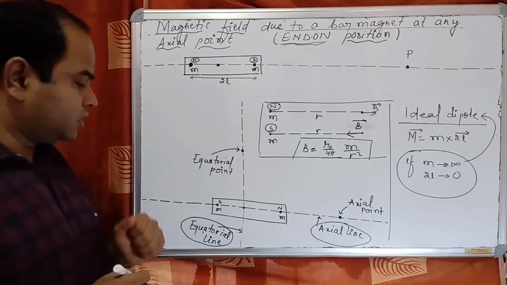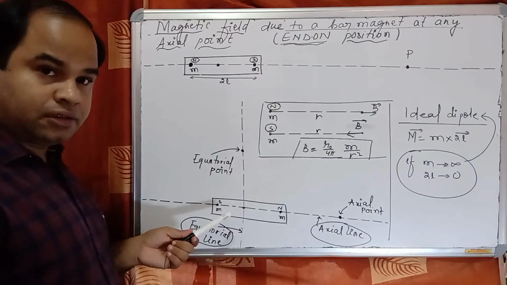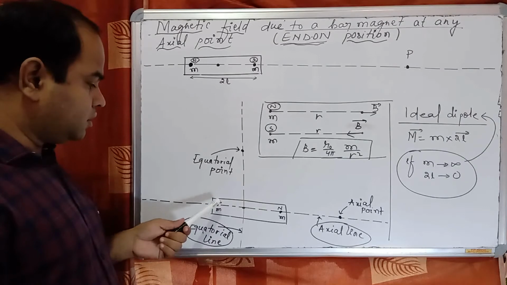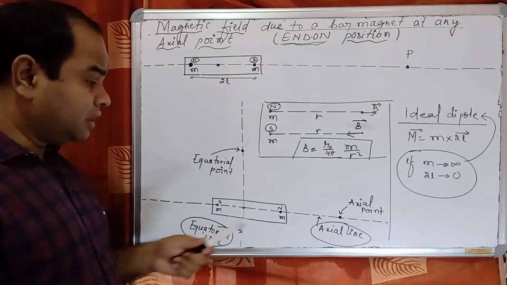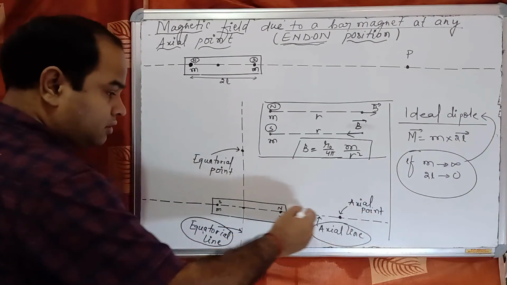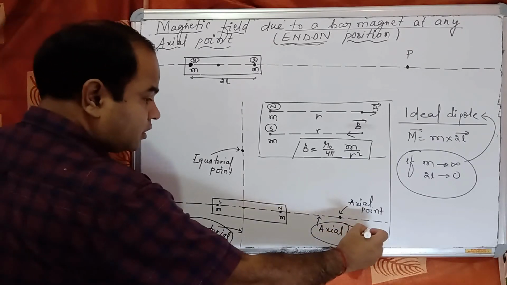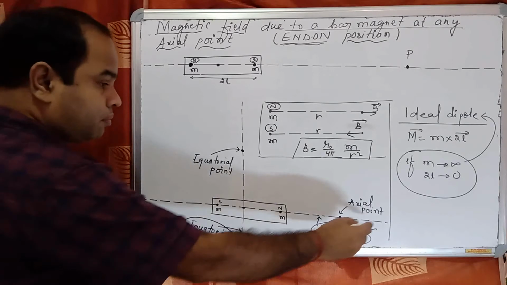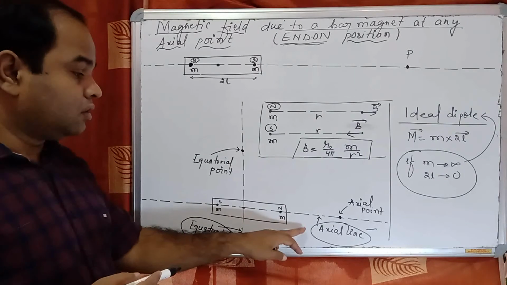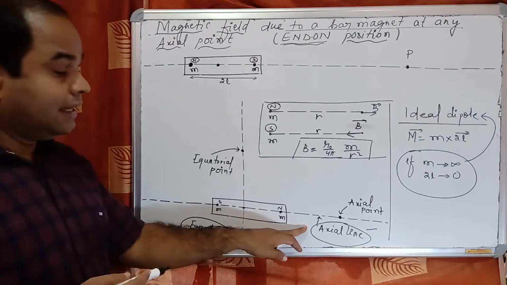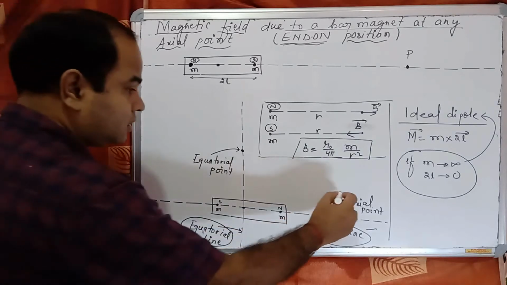So now let us consider a bar magnet. This is the south pole, this is the north pole, and pole strength is m. The line passing through the two poles is called the axial line. Again, the line passing through the two poles of the bar magnet is called the axial line. Any point lying on this axial line is called an axial point.